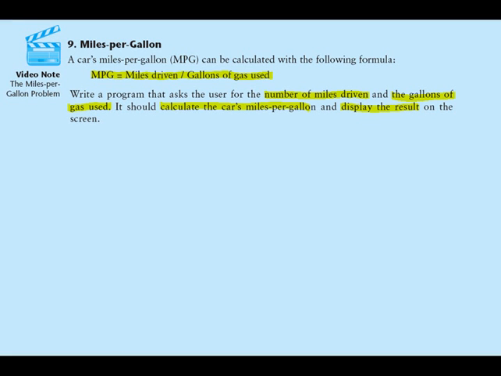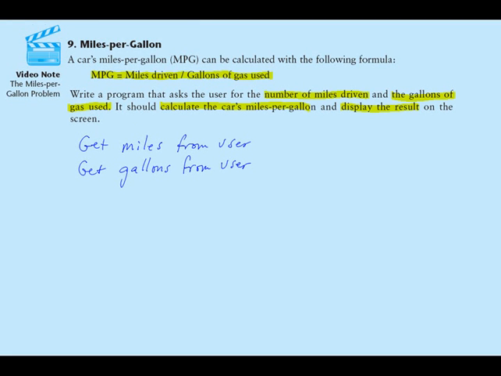Well, let's start out by making a list of the steps that the program will take in the order that they should be taken. And then once we've done that, we can actually start writing code. So the first thing the program should do is ask the user for the number of miles driven. So let's just say get miles from the user. And next we're going to get the gallons of gas used. So let's say get gallons from user.